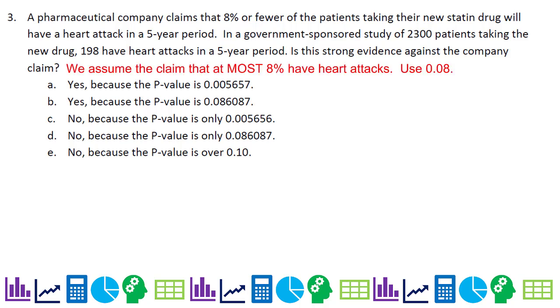So we assume the claim that at most 8% have heart attacks, but we've got to use just one number. I can't use 7% and 6%.